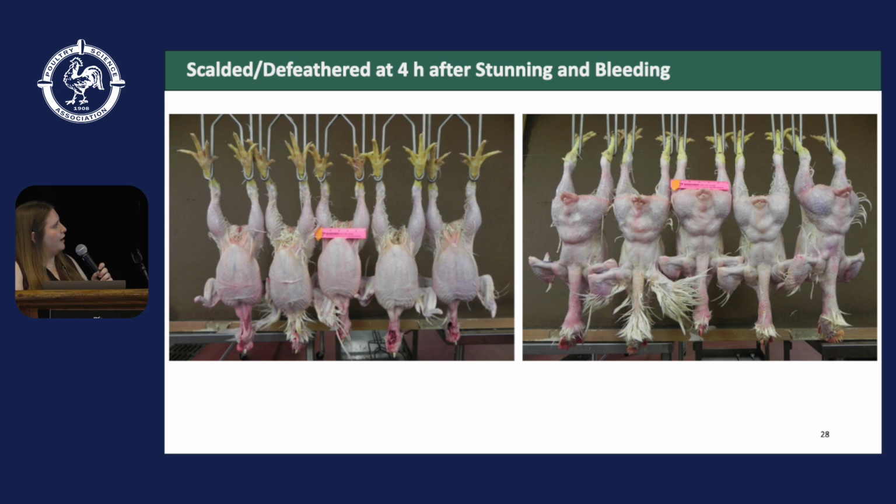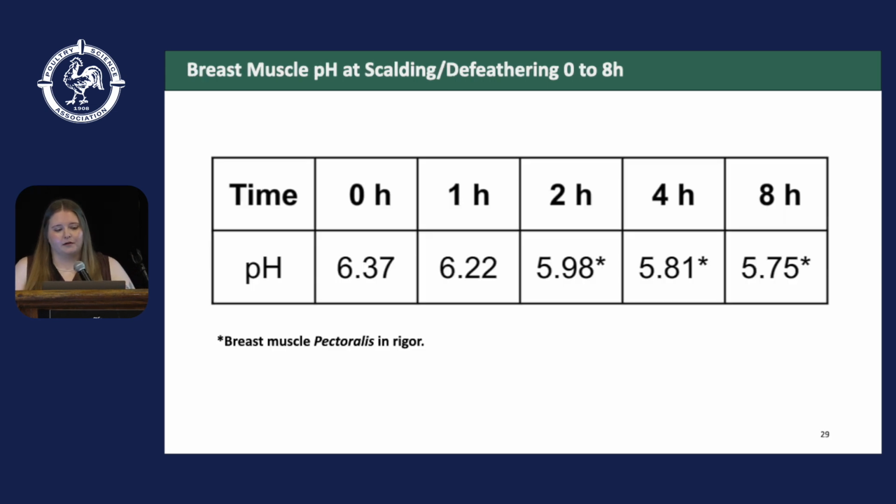Again, the shank area, and then around the legs was very different quality, and there's a lot of feathers. This was because they were in rigor. We did measure breast muscle pH for these, and so this is the pH at times 0, 1, 2, 4, and 8. And as you can see at the 2-hour treatment, that's when the pH indicates that the birds were in rigor.